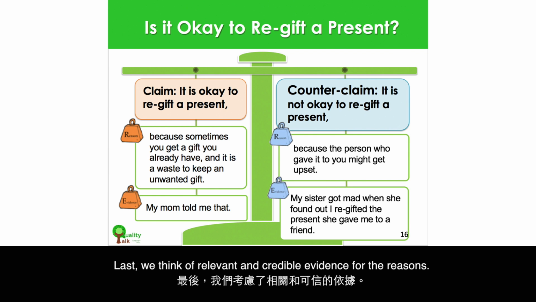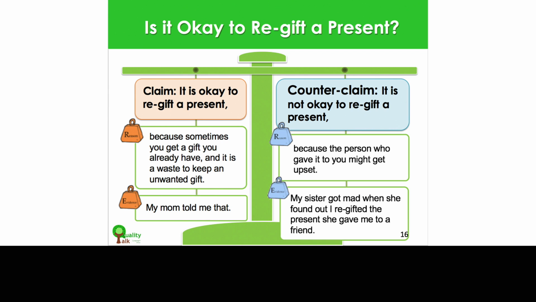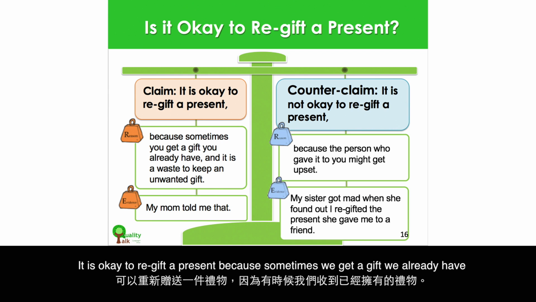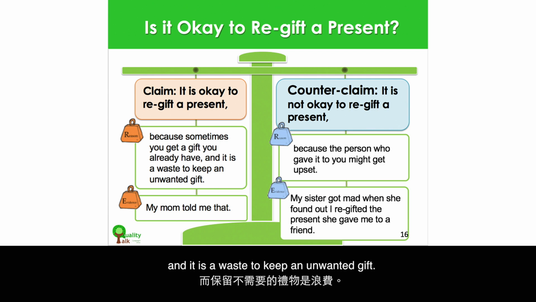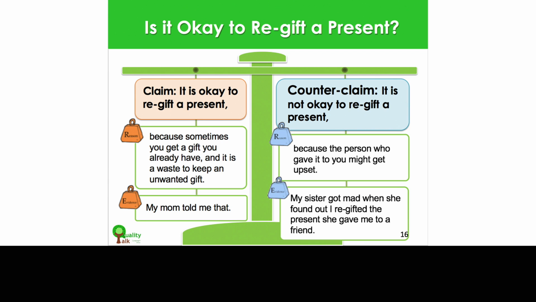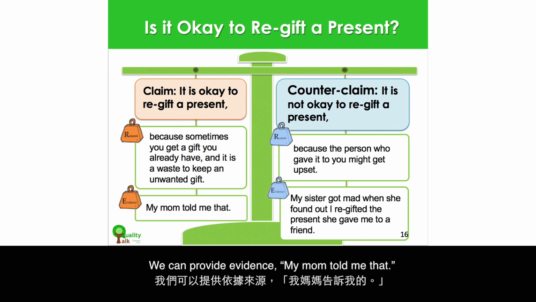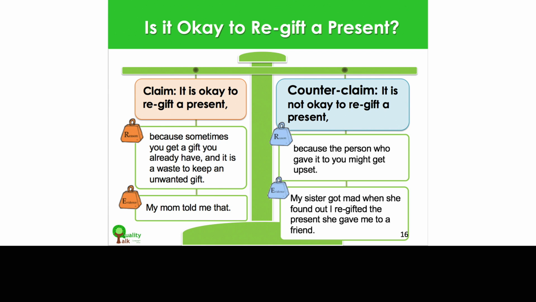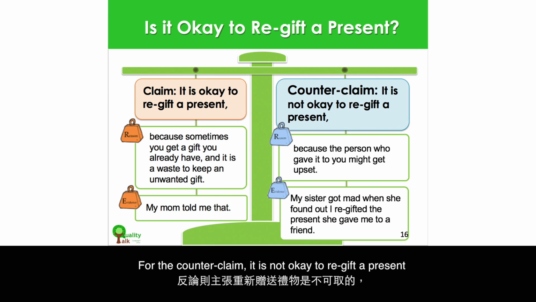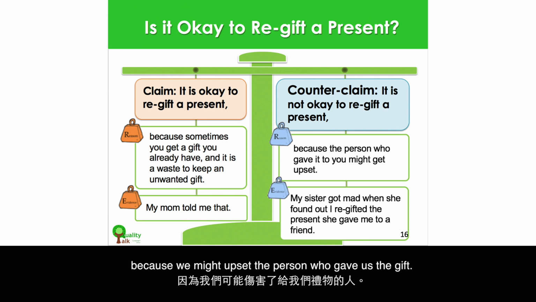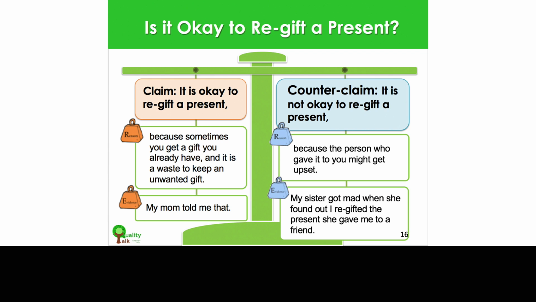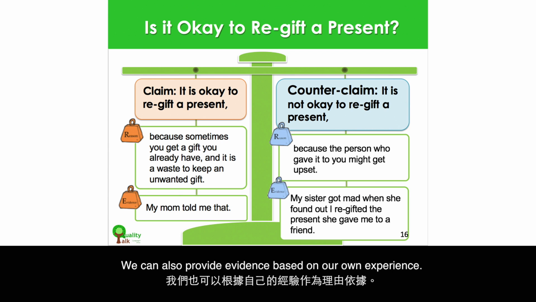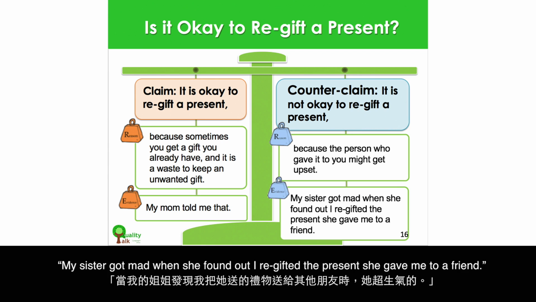Last, we think of relevant and credible evidence for the reasons. It is okay to re-gift a present because sometimes we get a gift we already have, and it is a waste to keep an unwanted gift. How do we know? We can provide evidence. My mom told me that. For the counterclaim, it is not okay to re-gift a present because we might upset the person who gave us the gift. We can also provide evidence based on our own experience. My sister got mad when she found out I re-gifted the present she gave me to a friend.